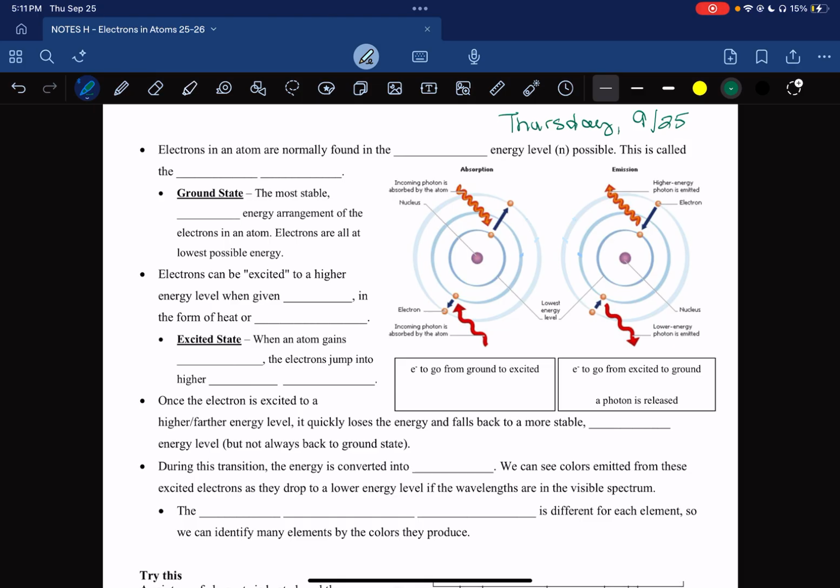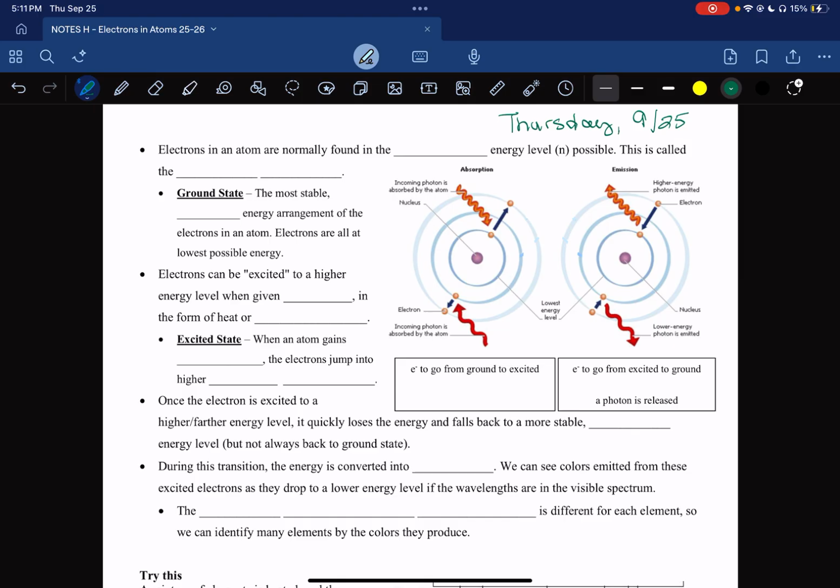We're going to finish up our discussion about electrons and atoms in terms of what it means to be in the ground state of an atom, and what it means when it's in the excited state. And then we're going to talk about the electromagnetic spectrum. I just love this topic just because it's cool.